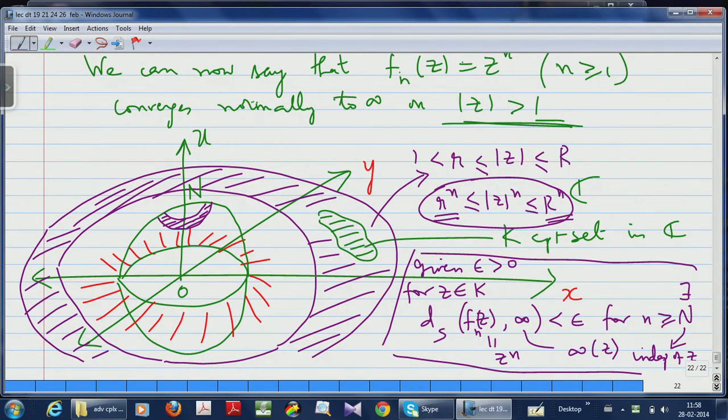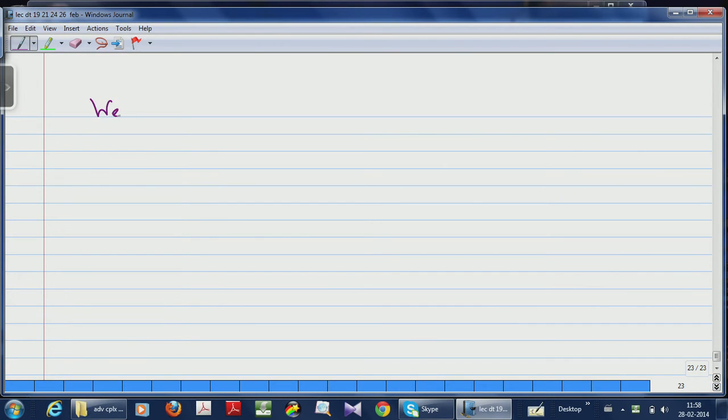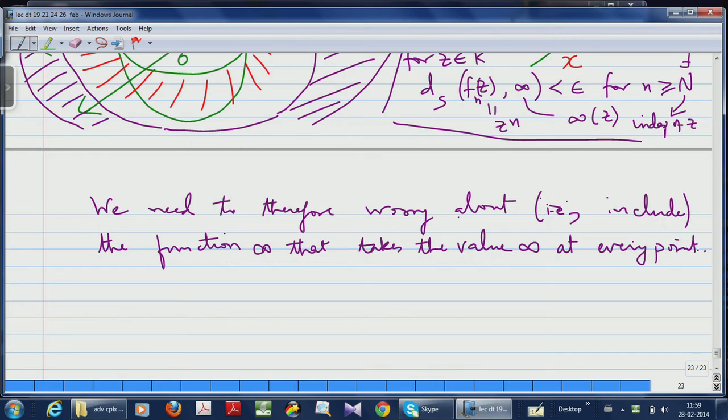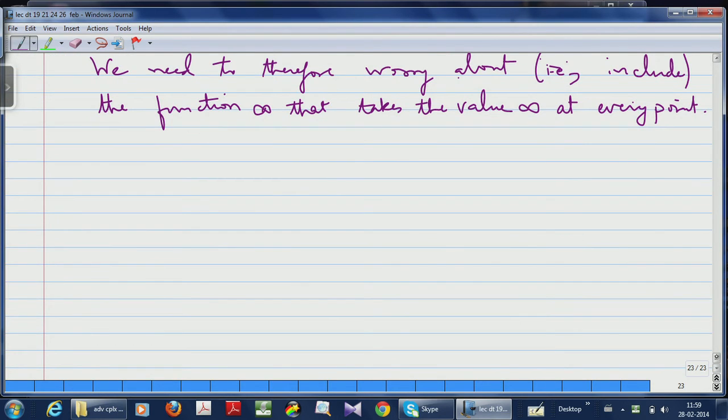So let me write this specifically. We need to therefore worry about, by that I mean include, the function infinity that takes the value infinity at every point of your domain. Then we may define normal convergence as follows.